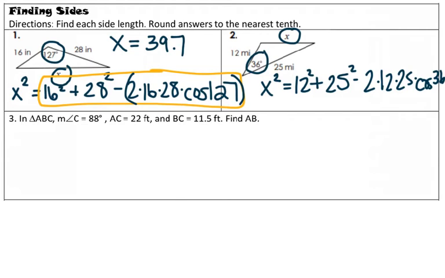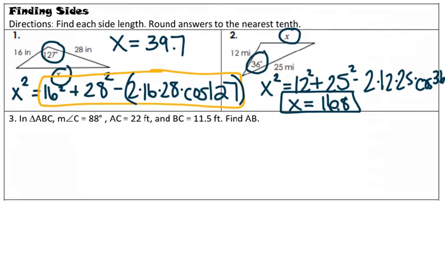All you have to do is put all of that in your calculator, and then make sure you take the square root of both sides. I forgot to say that the first time. And you should get 16.8. Okay, so it's just like a really confusing Pythagorean theorem, and you just have that extra part because you're trying to account for the fact that it's not a 90-degree triangle.